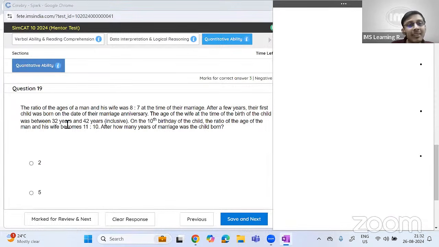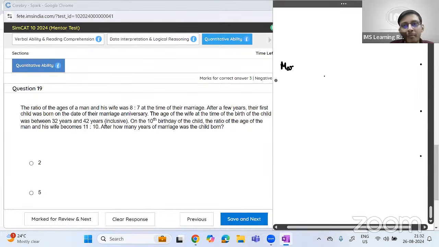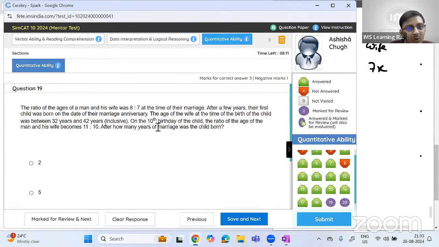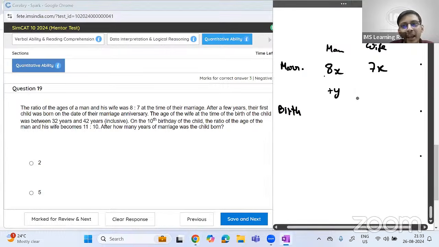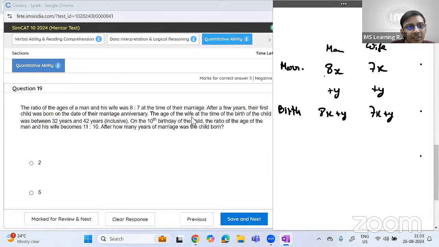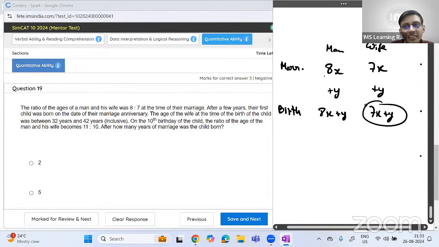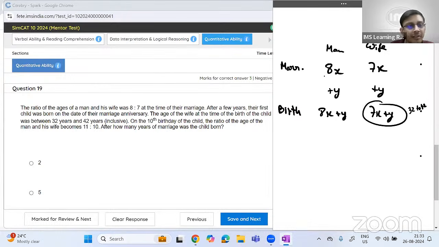Okay, if you look at the next one, ratio of the ages of a man and his wife, 8:7 at the time of their marriage. Okay, let's start. So at the time of marriage, man and wife, ratio of ages 8:7. Let's say 8x and 7x. After a few years, first child was born. So let's say birth happened on the date of their marriage anniversary. Okay, so we'll have complete years. But after a few years, let's say after y years, ages will become 8x plus y and 7x plus y. And age of wife at the time of birth of the child was between 32 and 42, inclusive.